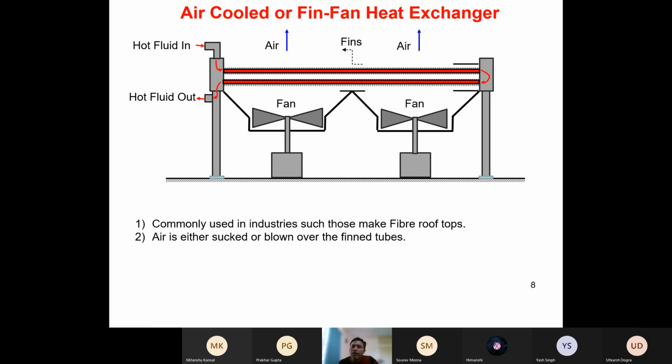So this type of heat exchanger is regularly used in the industry when you wanted to cool down some liquid or the waste gases coming out using the air. Okay, all right.